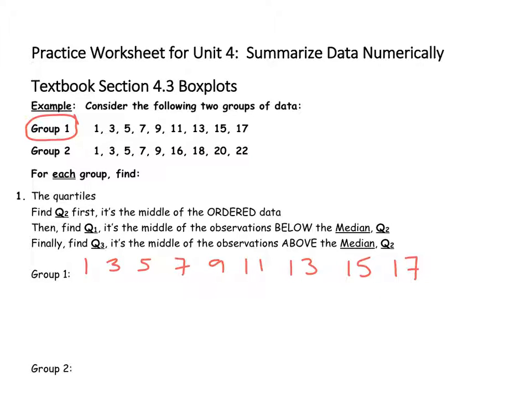All right, so to find Quartile 2, that's what we find first, and it's the middle of the ordered data. So if you count up these values, there's 9, which means I have a middle, and it's right here at the number 9. So it's the same as the count of values. There's 4 numbers smaller than 9: 1, 3, 5, and 7. There's 4 numbers larger than 9: 11, 13, 15, and 17. That's why 9's in the middle, and it's Quartile 2.